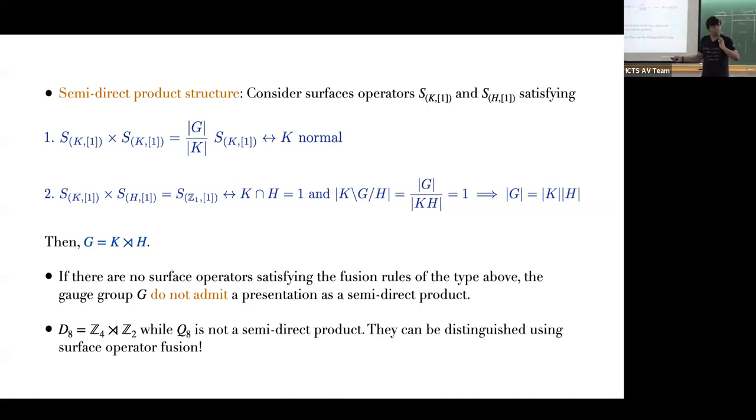So I'm sorry about going over time. Let me quickly say one more thing about these surface operators. We can ask, are there gauge theories or gauge groups for which we get exactly the same set of surface operators and exactly the same set of fusion rules for surface operators? So D8 and Q8 were examples where we had the same fusion for lines. We can ask the same thing for surfaces.